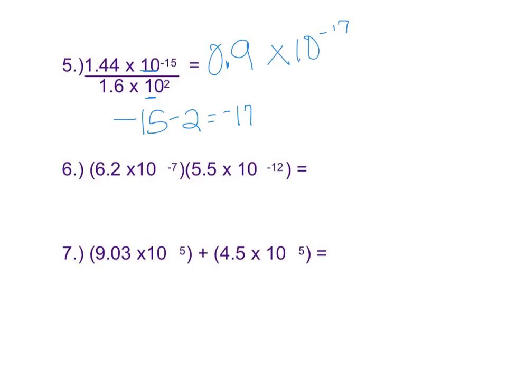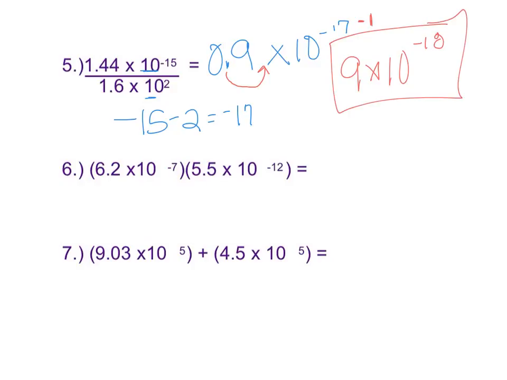Now, check that answer. Is that written in scientific notation? No, 0.9 is not greater than or equal to 1. So we're going to have to move our decimal point. Now think about that. This number is less than 1. We're moving the decimal point forward one place. When we move the decimal point forward, we use negative exponents. So we're adding an exponent of negative 1 to the existing exponent of negative 17. So we're going to have 9 times 10 to the negative 18th.